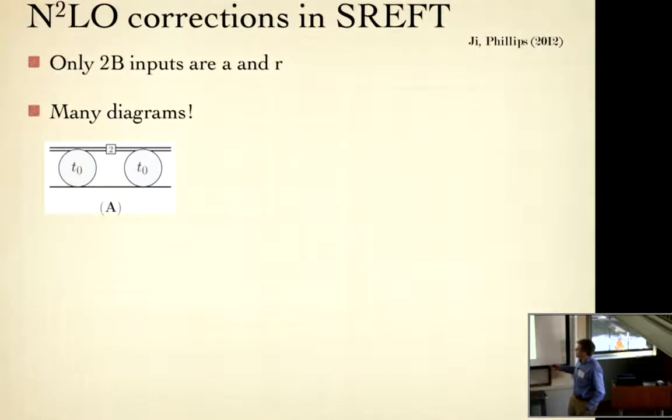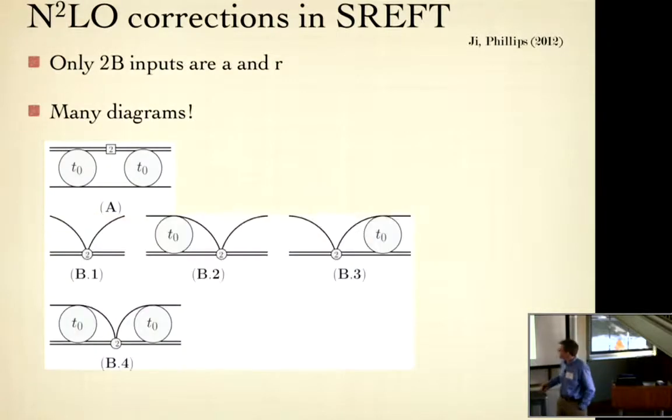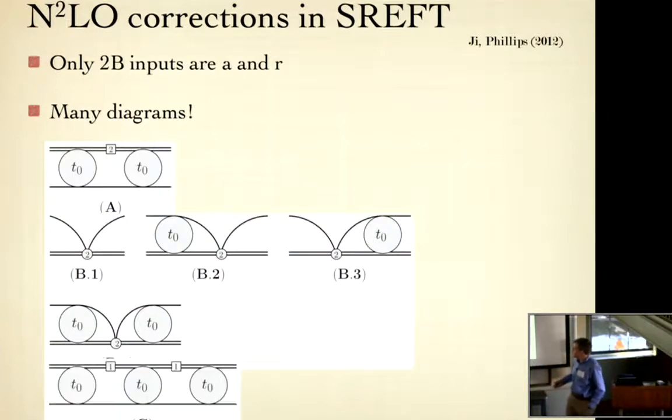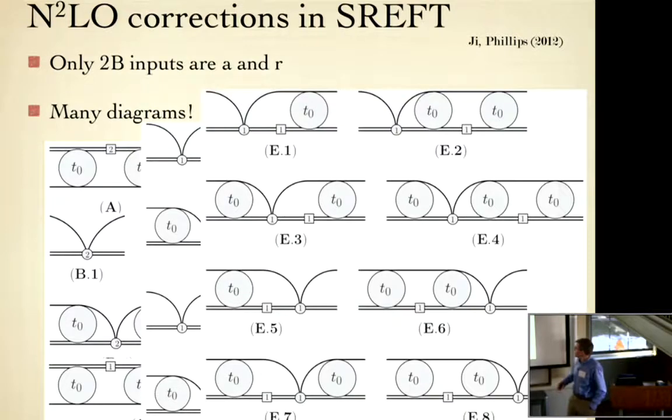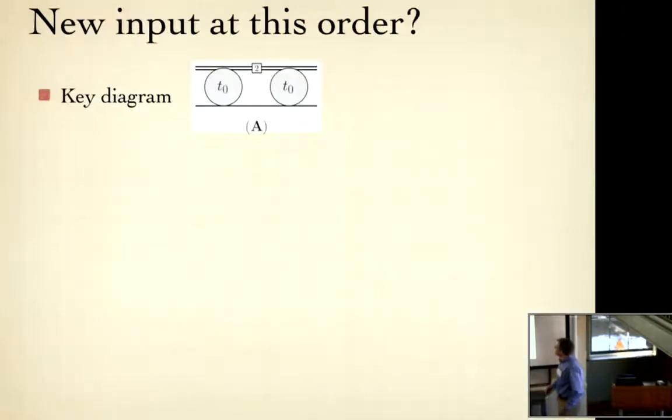There's the one where you include the second order correction to the two-body T matrix. There are three-body force effects of order the square of the effective range. There are iterations of the first order two-body T matrix. There are iterations of the first order three-body force. And there are mixed terms like this. So Chen, who is excellent, computed all these diagrams. And after all that, we discovered that this is the key diagram.